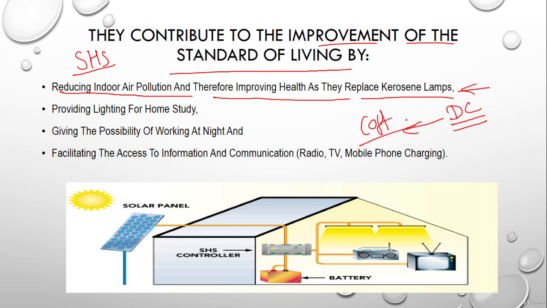Nowadays various subsidies are available to promote solar energy in every country. So we can go for a DC lantern or DC home systems to avoid the heavy cost investment in the solar system. It also provides lighting for home studies for students, and gives the possibility of working at night. It also facilitates access to information and technology like computers, radios and TV that are powered by the solar power system.